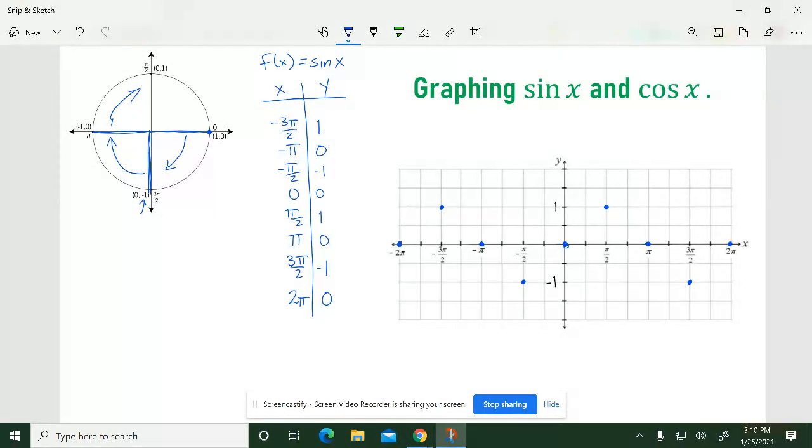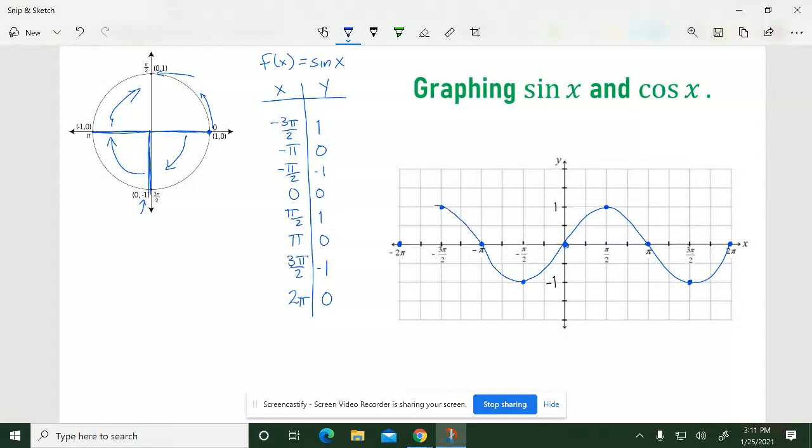So when we connect these, what you don't want to do is make a straight line, because that's not what's happening here. When you look at the actual unit circle, you can see as you go around the unit circle, like if you go from 0 to pi over 2, it goes up pretty quickly, and then it starts to level off. So it's not going to be straight lines. It's going to be a smooth curve. So you're going to go up, level off, hit the point, go down all the way to negative 1, level off, come back to 0. And same thing on this side.